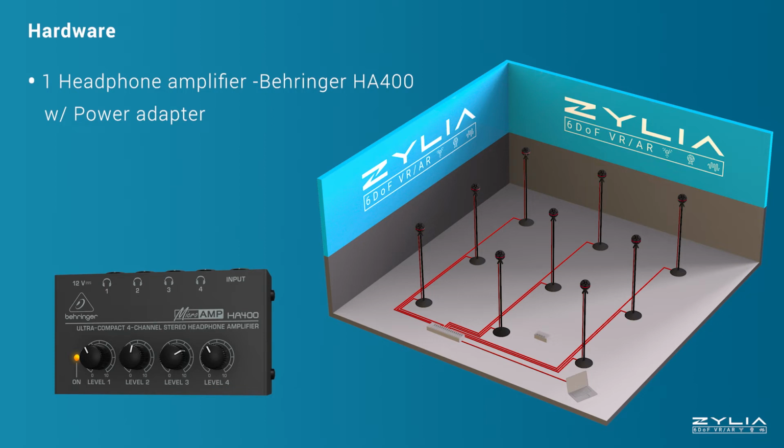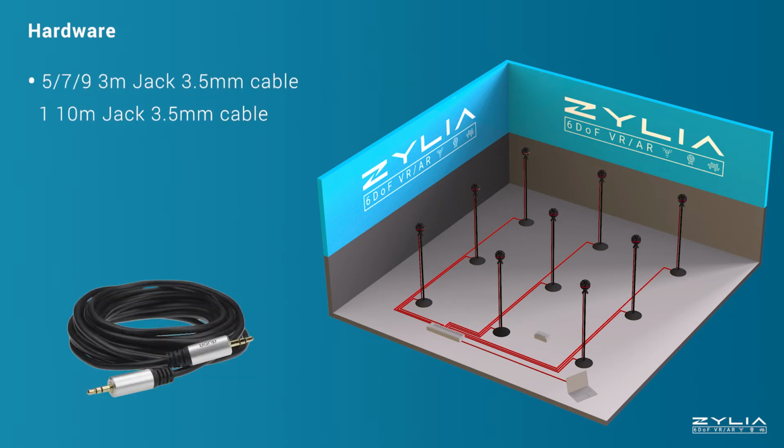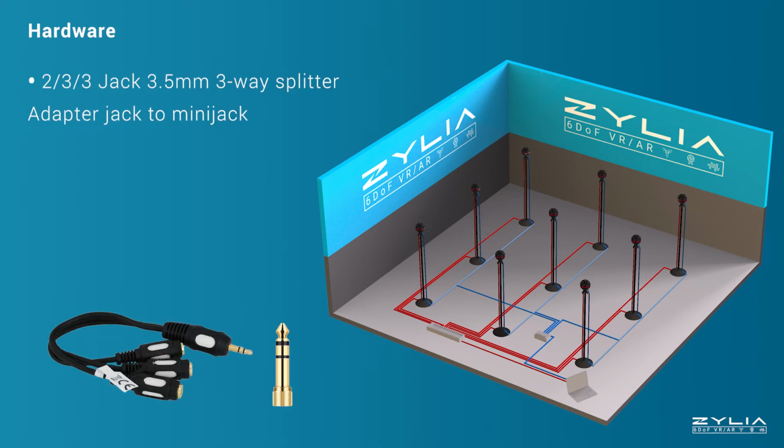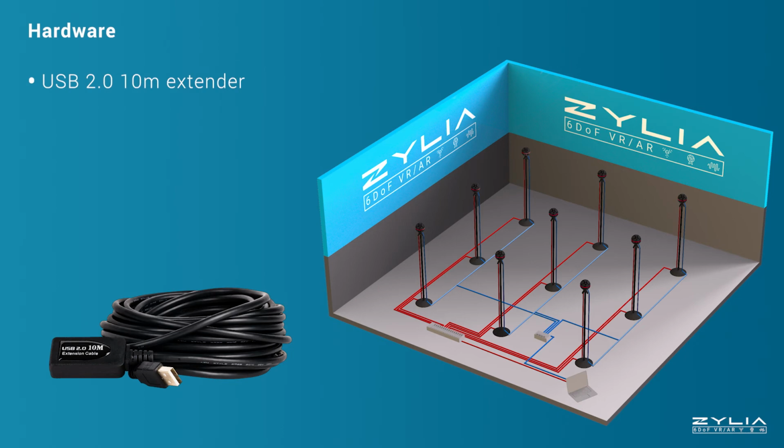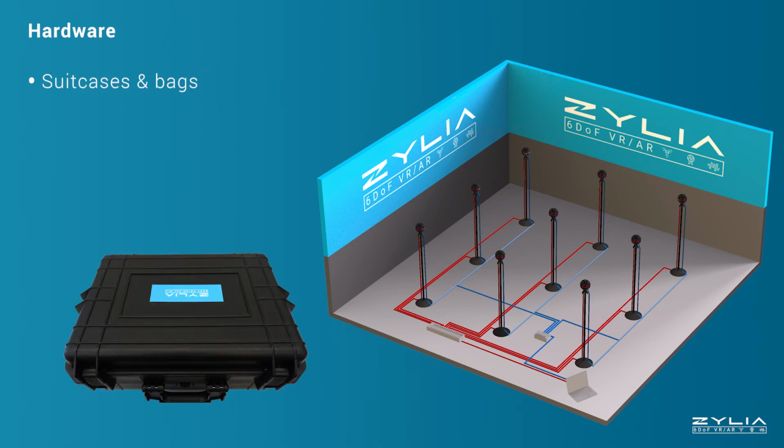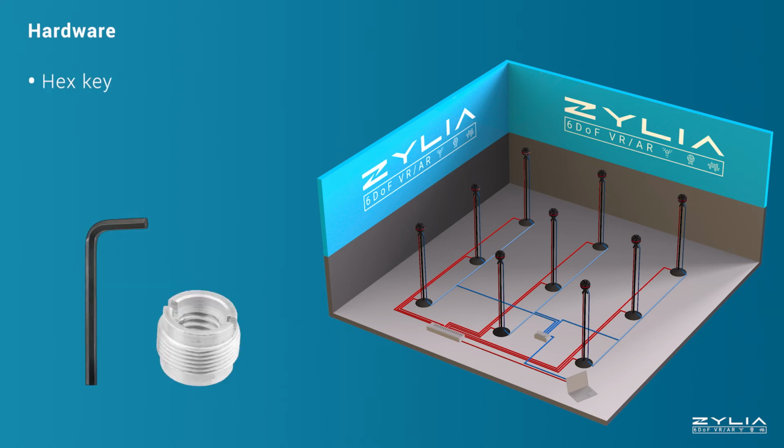This headphone amplifier is to be used for splitting the synchronization impulse to the ZM1S arrays. 5, 7 or 9 3-meter 3.5mm jack cables and one 10-meter 3.5mm cable for sending the synchronization signal from the computer output to the headphone amplifier and ZM1S arrays. Additionally, you will also receive 2 or 3 mini jack splitters and the required adapter jack to mini jack for usage with the Behringer headphone amplifier, one USB 2.0 10-meter extender, suitcases and bags for cables and hardware, and one hex key to unmount the stand from the ZM1S.